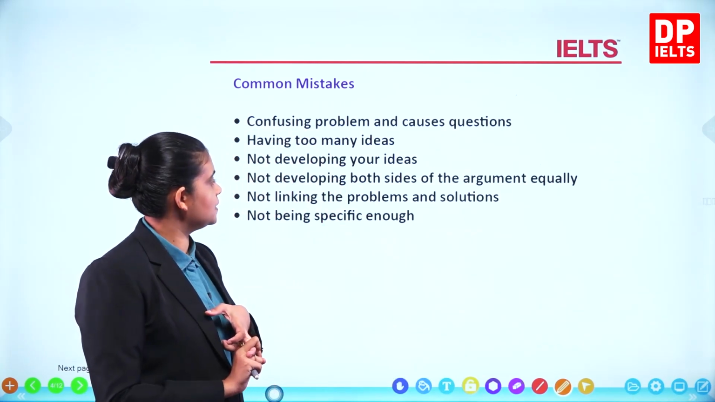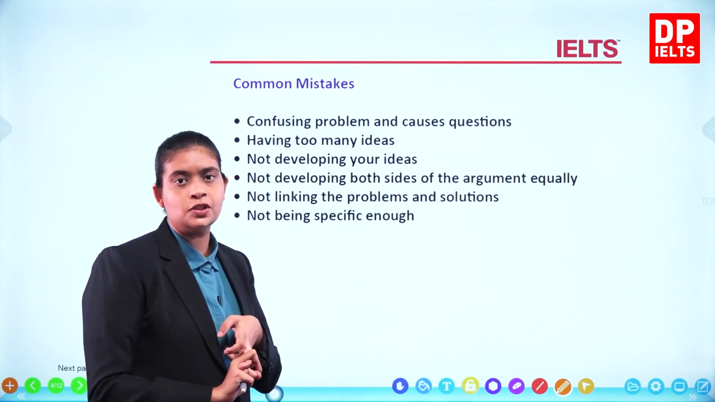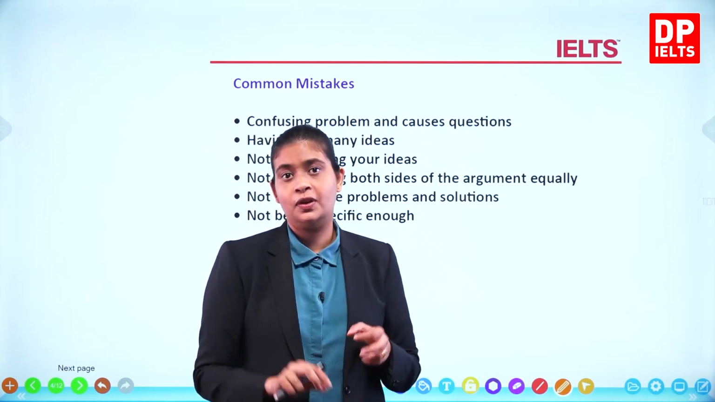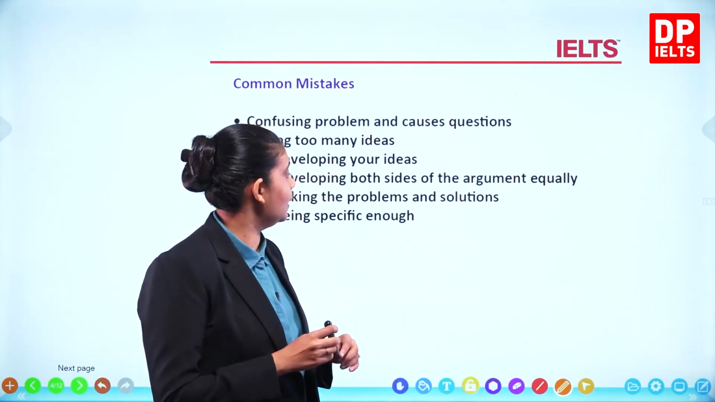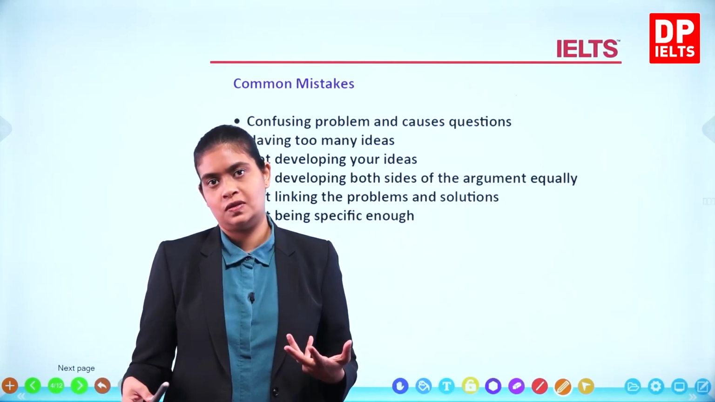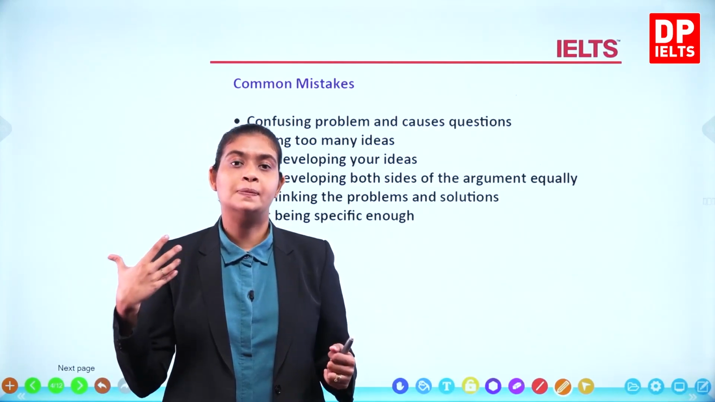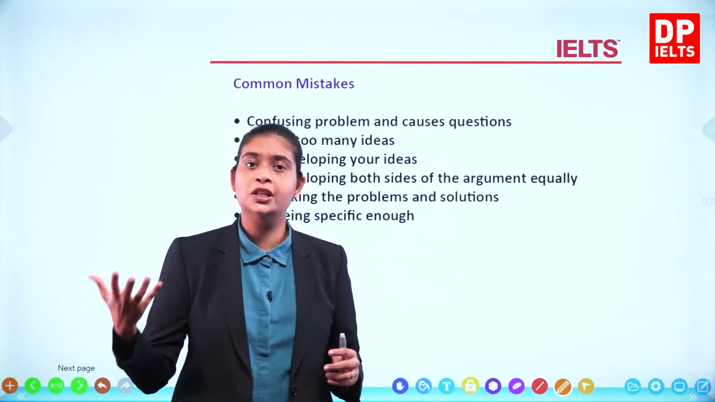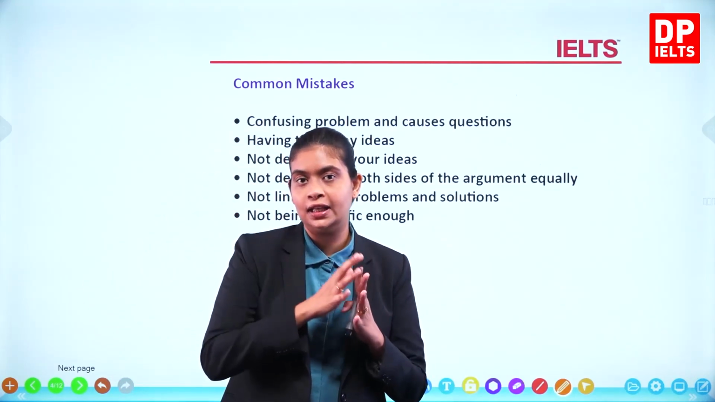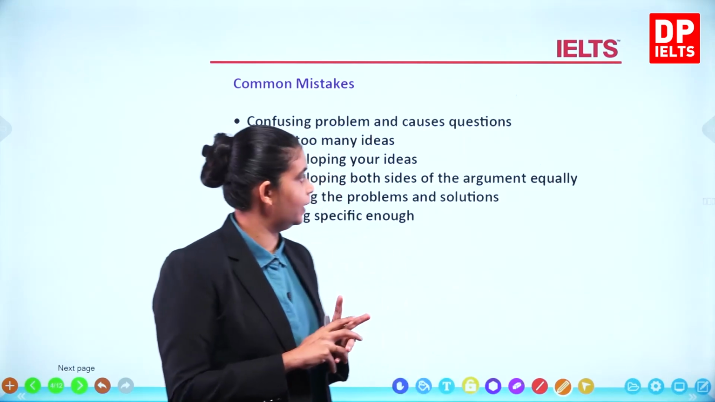And not being specific enough. Sometimes students tend to be too vague in their ideas. So if you're vague, right, then that becomes a problem when you're trying to talk about specific solutions, okay? So when you're especially talking about solutions, you need to be specific and you need to make sure that they address and link with the problems. Alright?